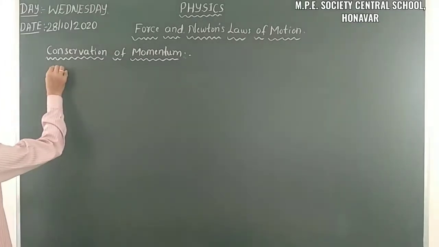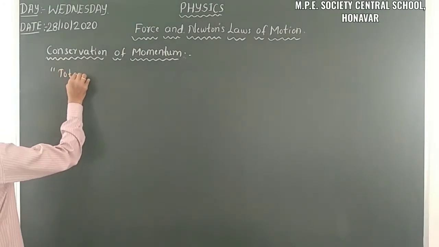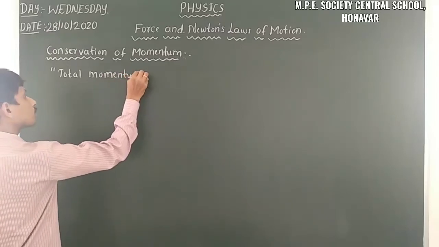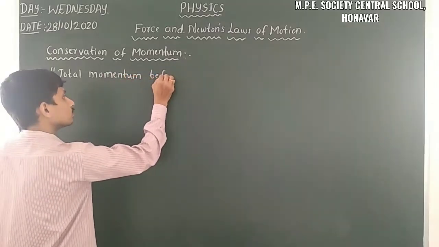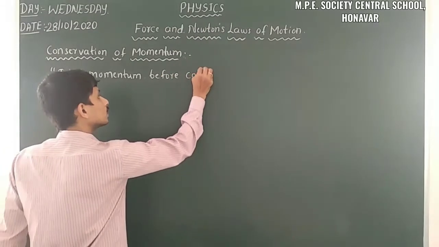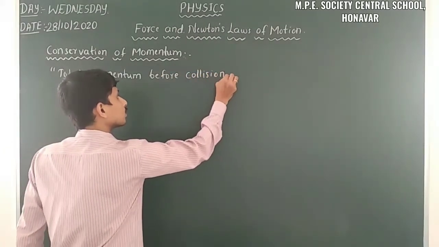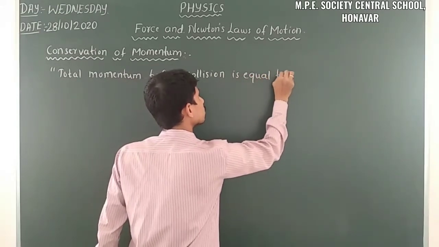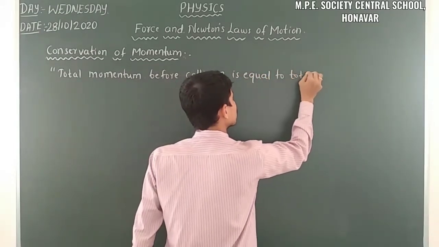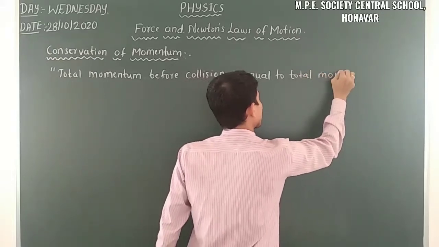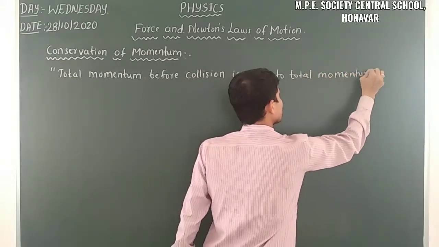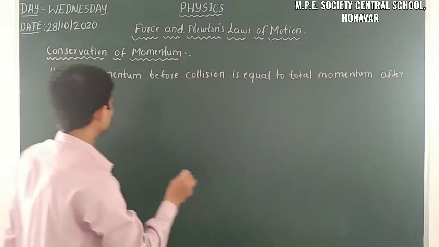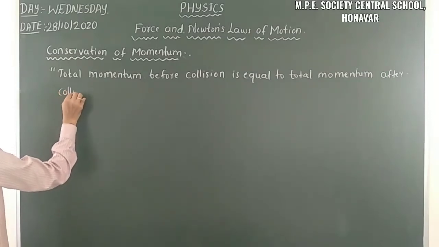That is, total momentum before collision is equal to total momentum after collision.